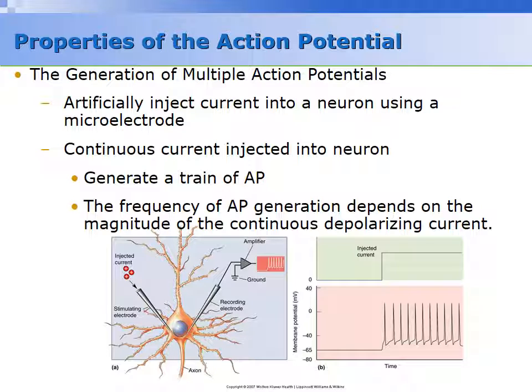So how did we learn all of this? Well, with large axons and cell bodies that are large enough, we are able to basically inject a current into the cell, and we can stimulate the cell to generate an action potential. So it's an artificial process, but it allowed us to see some very interesting properties of action potentials.